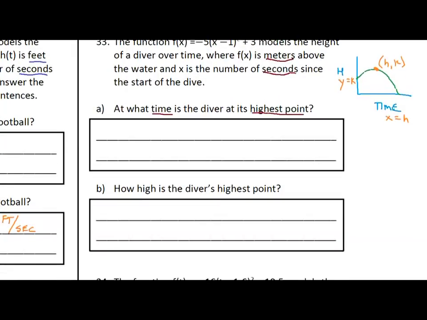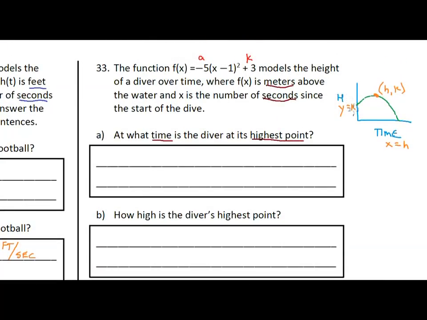Letter B, how high is the diver's highest point? Well, the diver's highest point is going to be where the vertex value of k is, and that's going to be right here, which is 3. So letter A is going to be at 1 second. Write that please as a sentence. And letter B is going to be at 3. And take a look at our unit of measure. It is meters. So my complete sentence is the diver's highest point is at 3 meters.